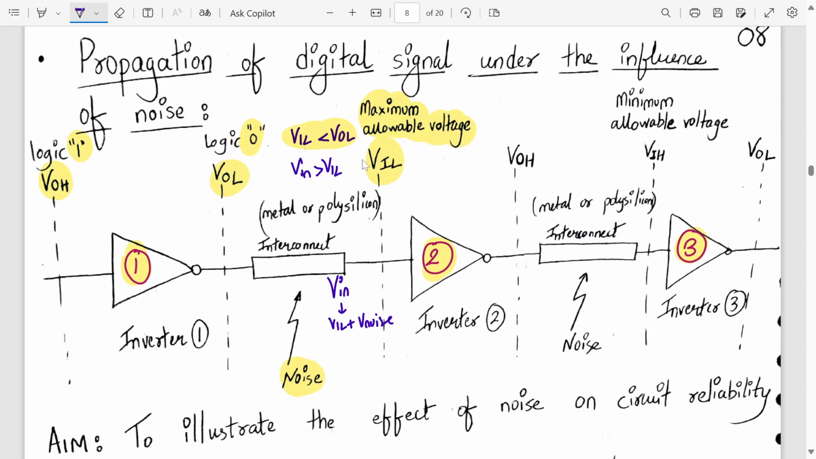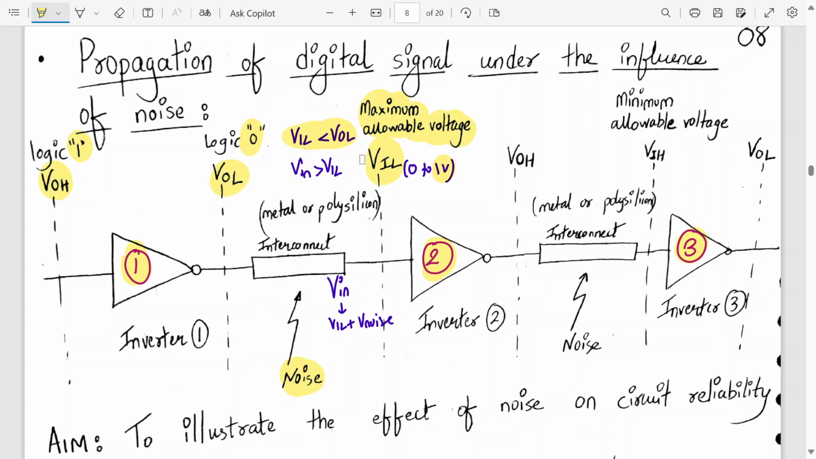So when the input signal becomes greater than VIL of this inverter, this VIL is fixed, it has a range. Let's say the VIL range is from 0 to 1 volt. And because of noise, my input becomes greater than 1 volt. Then will it correctly interpret logic 0? No. So between 0 to 1 only it can do. So what is the upper limit over here? 1 volt. So that's why it's called the maximum allowable voltage. So from 0 to 1 it will correctly interpret logic 0. Or else it will interpret it as logic 1 or something else.